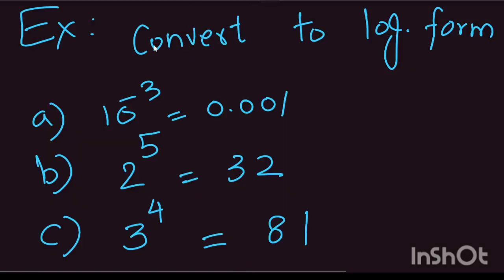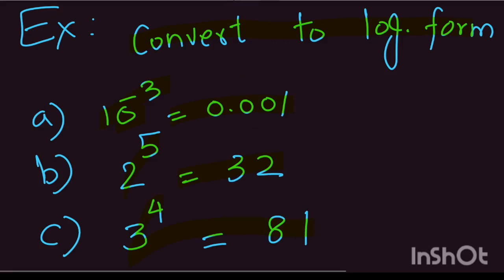Now let's see a few examples. Convert to log form. 10 to the power minus 3 is equal to 0.001. 2 to the power 5 equals 32. 3 to the power 4 equals 81.